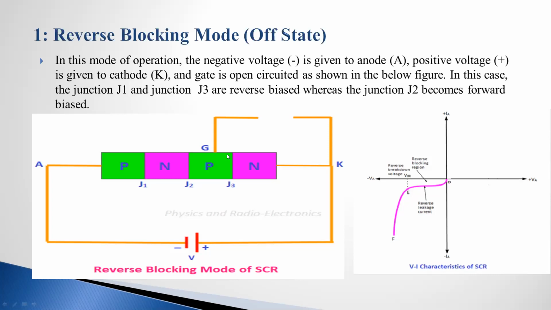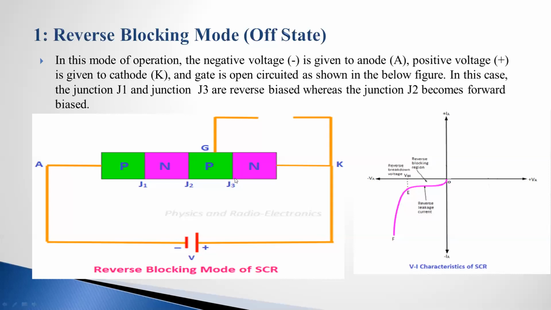Some electric field will be present at these junctions, which means there is no flow of electrons at junctions J1 and J3, no diffusion. Some amount of electric field is present at junctions J1 and J3. Due to this, what will happen? It will block the flow of current at junctions J1 and J3.